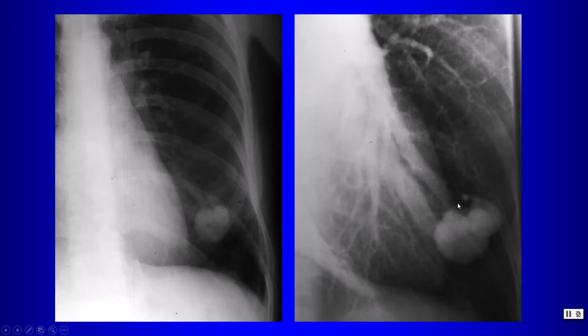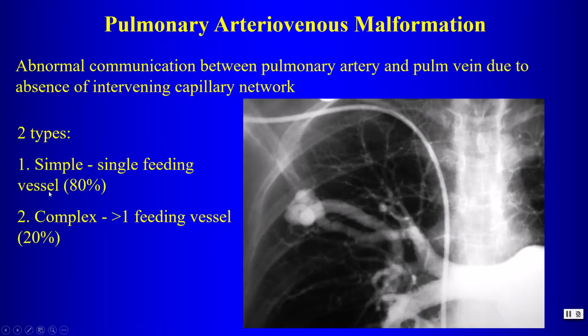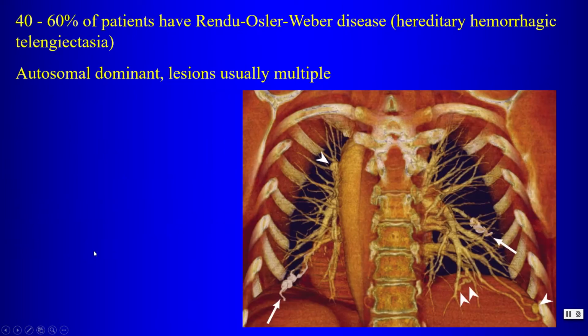Here is the feeding artery, enhancing nodule, and there is the draining vein. So these pulmonary AVMs represent abnormal communication between the artery and the vein. So here's the artery, draining vein. They can be simple or complex. Simple if there's a single feeding vessel, complex if there's greater than one feeding vessel.